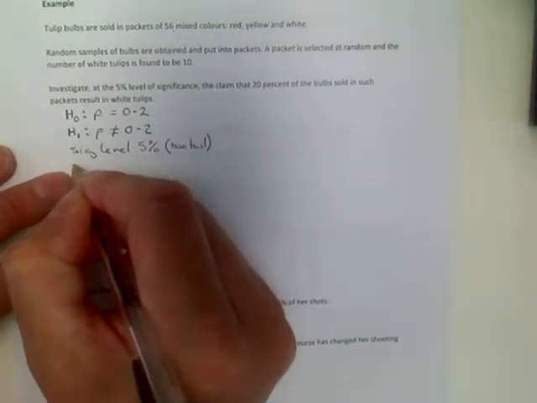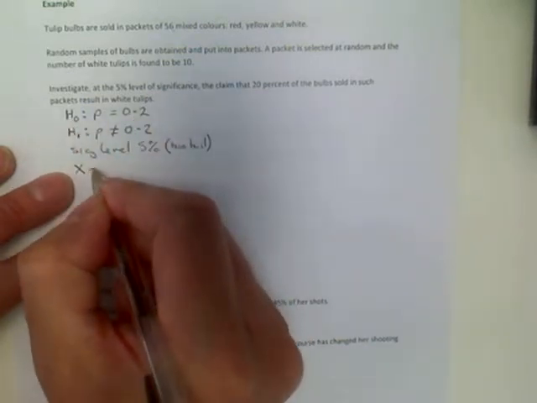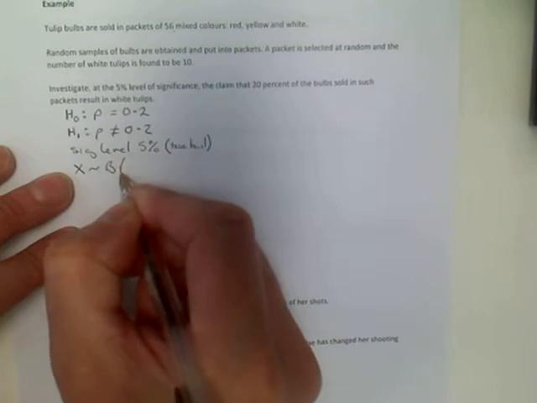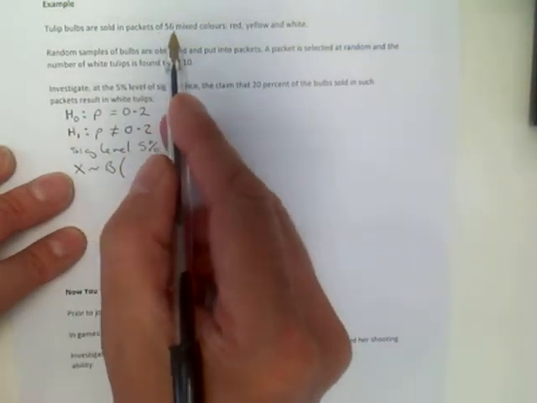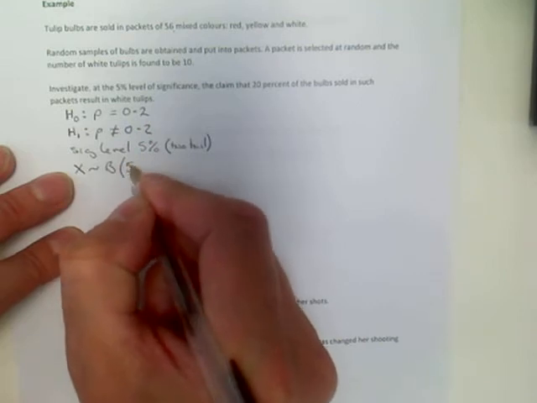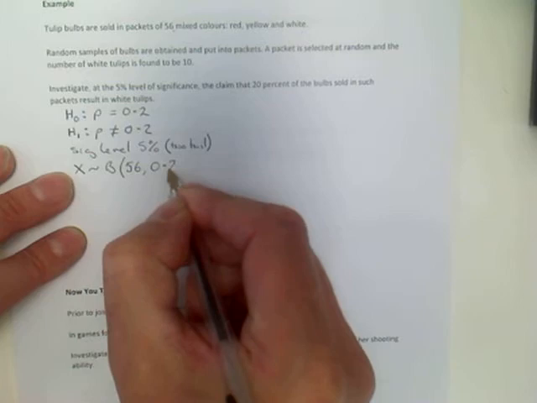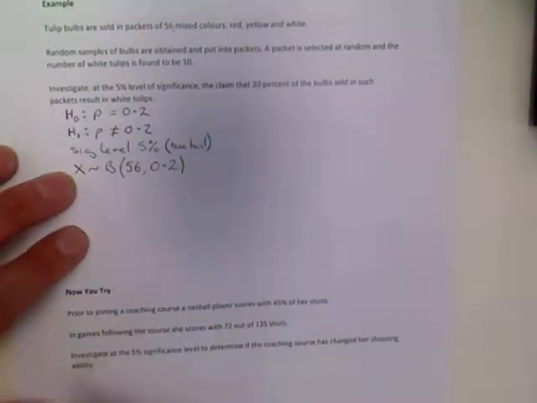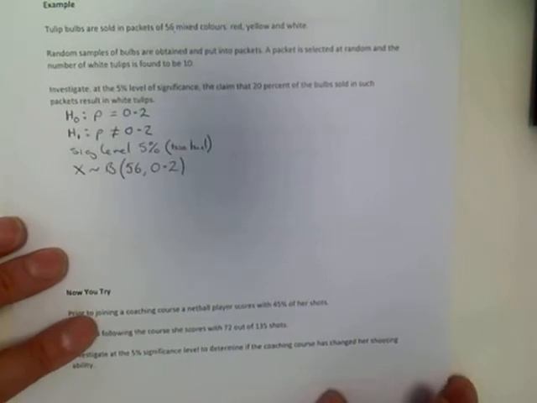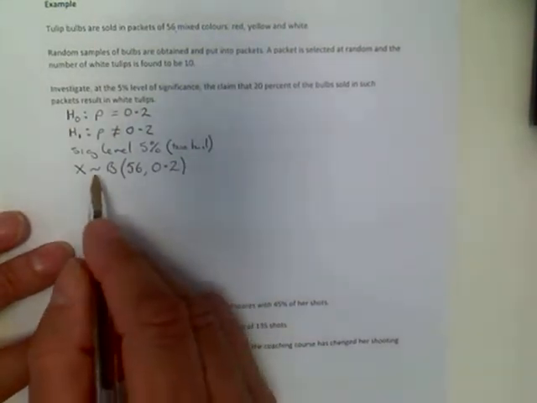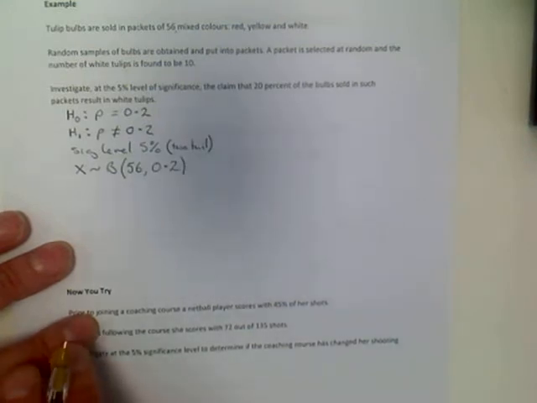Now I'm going to state my distribution, assuming H0 is true. No difference here to the previous ones we did. So we are checking our packet of 56 to see whether the probability is any different from 0.2. So that's my distribution, assuming H0 is true. I'm now going to calculate my test statistic.